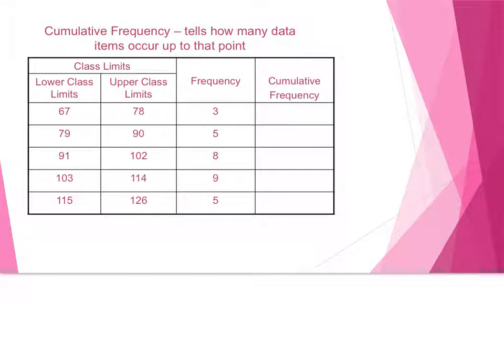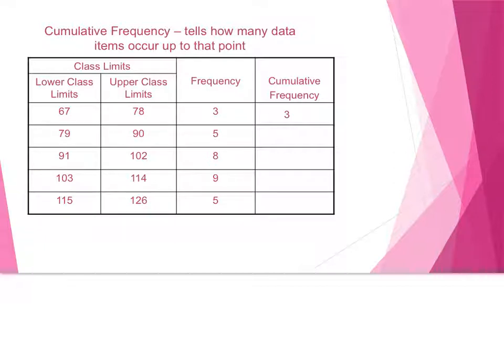Cumulative frequency, this is another thing that you don't do unless you're asked to do it specifically, and it doesn't seem to make any real sense unless you are in a question that uses it. But basically you start at the top, you start with 3 data items. If I have 3 data items in the first class, the cumulative frequency for the first class is just 3. So, 3 data items in the first class gives you a cumulative frequency of 3.